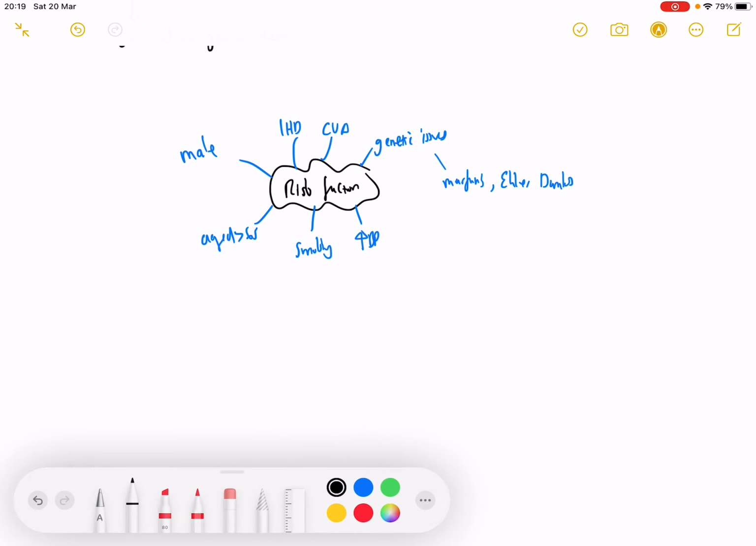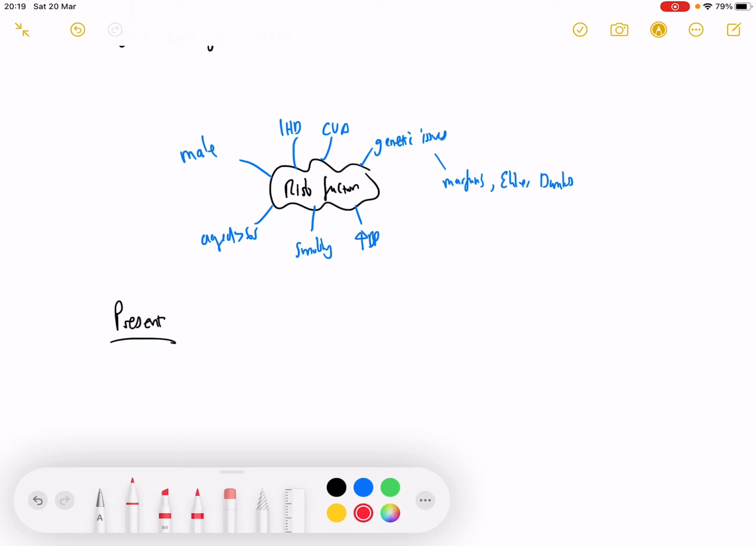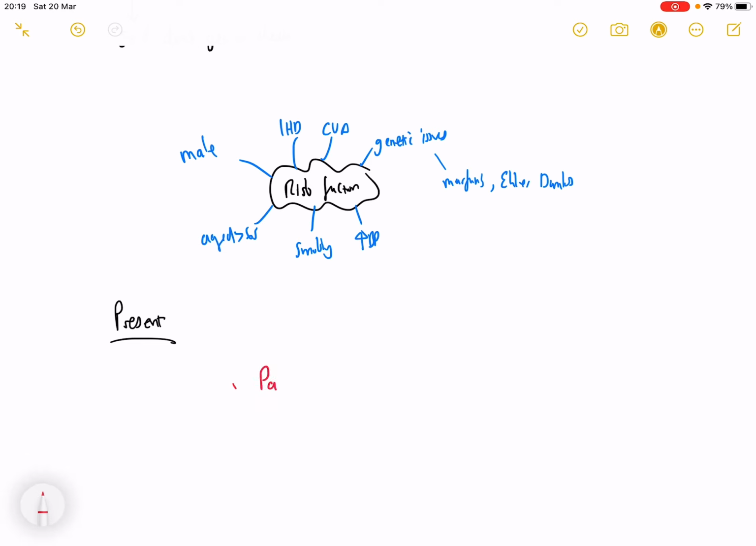How does it present? So the classic triad is pain, usually in the back, pulsatile mass, and signs of circulatory compromise. So the triad is pain in the back, a pulsatile mass, and circulatory compromise.